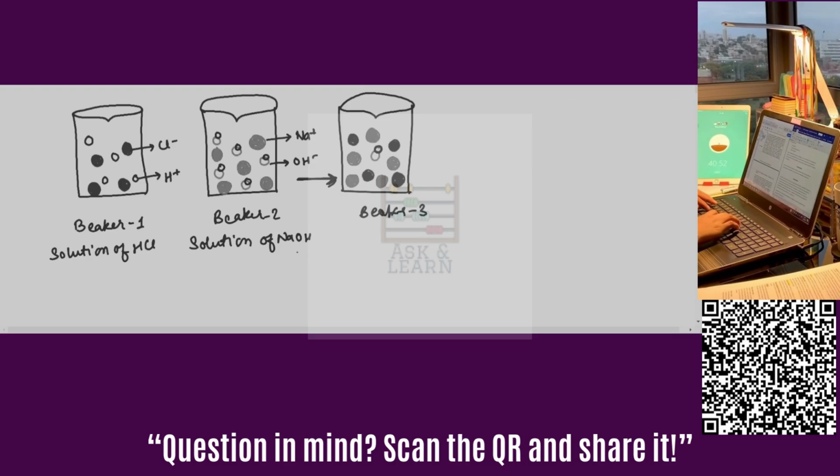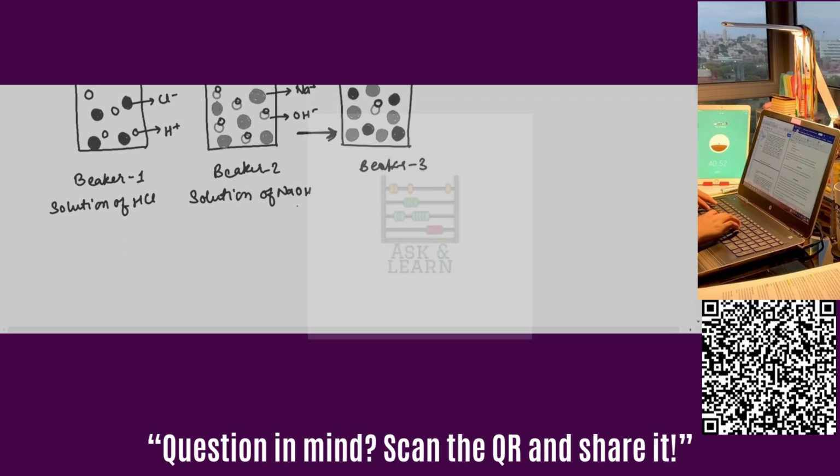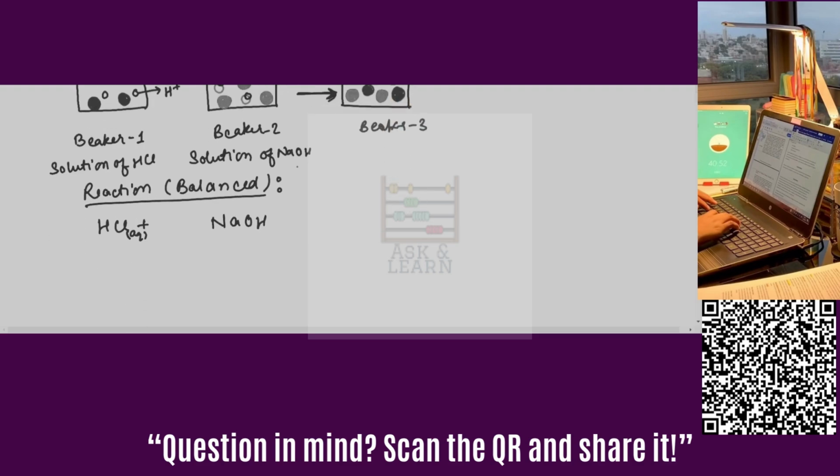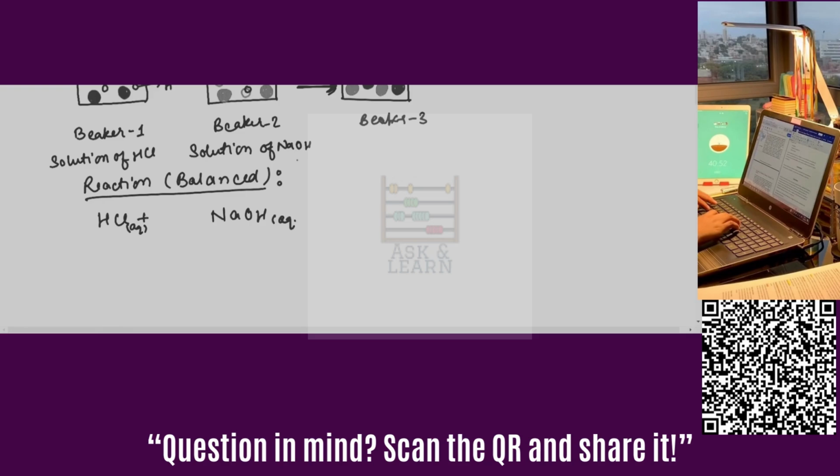So can we write the reaction here? Yes. According to this, we can see there will be a reaction. Reaction balanced we will write here, but first of all, we will write what all things are reacting. So in beaker 1, there is HCl, aqueous, plus in beaker 2, NaOH, also aqueous.